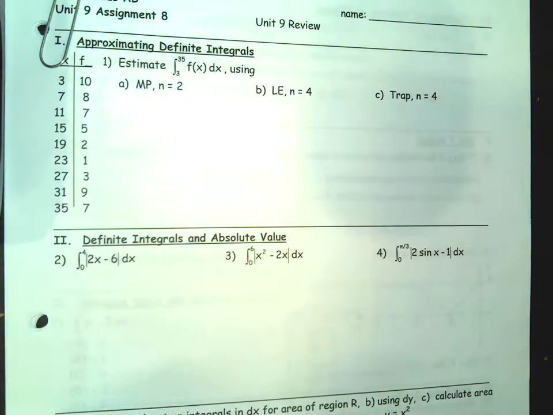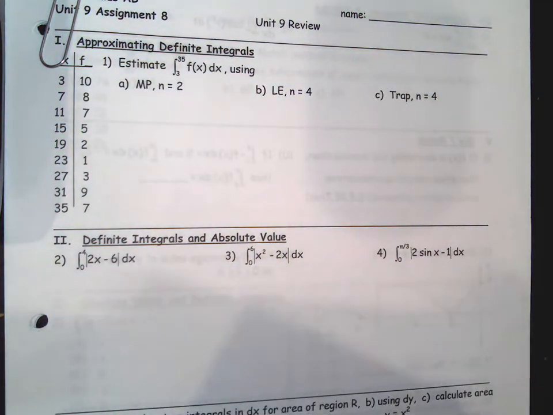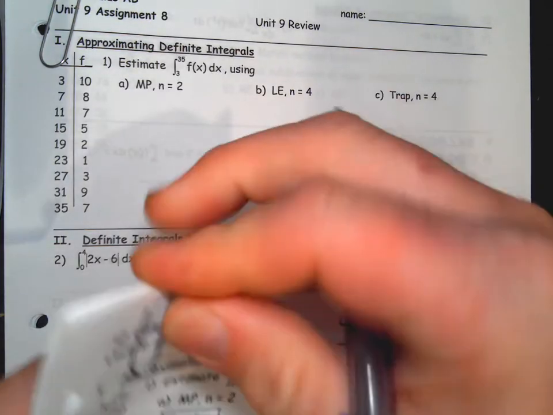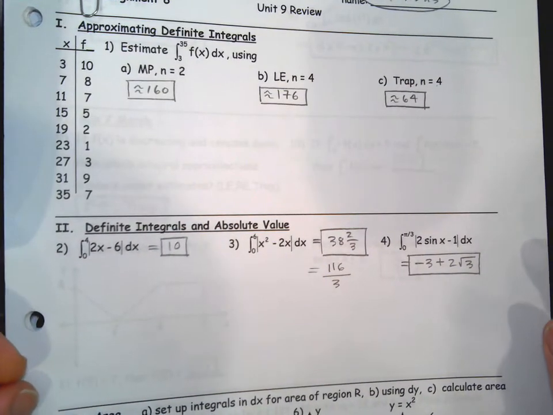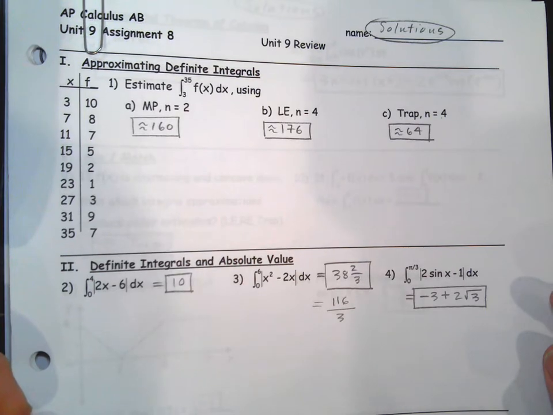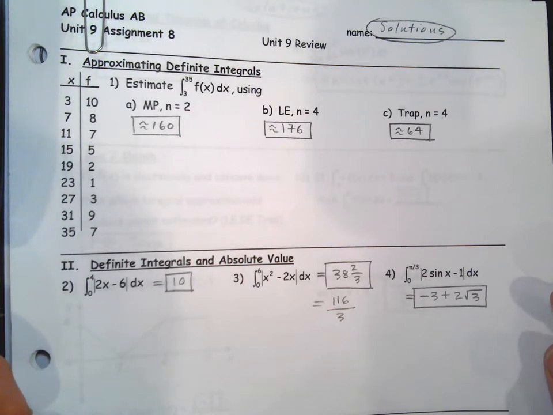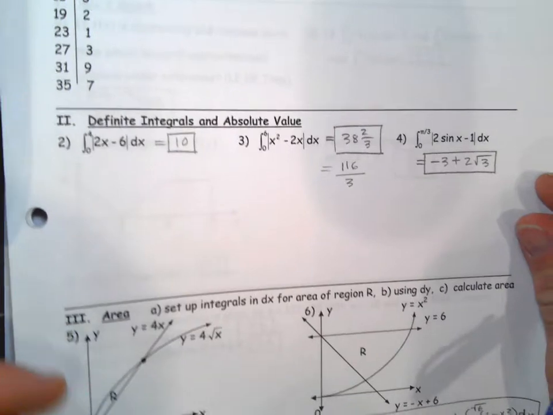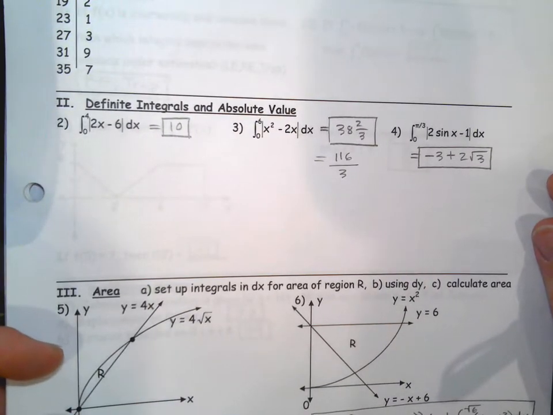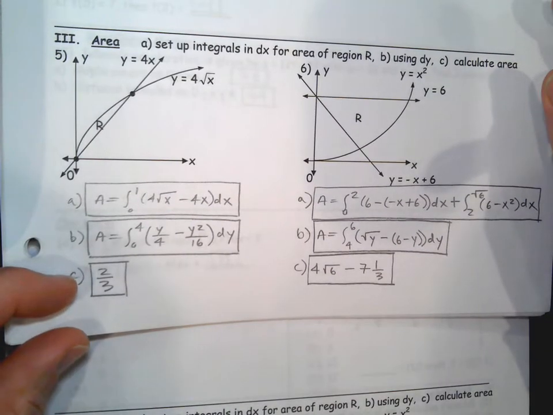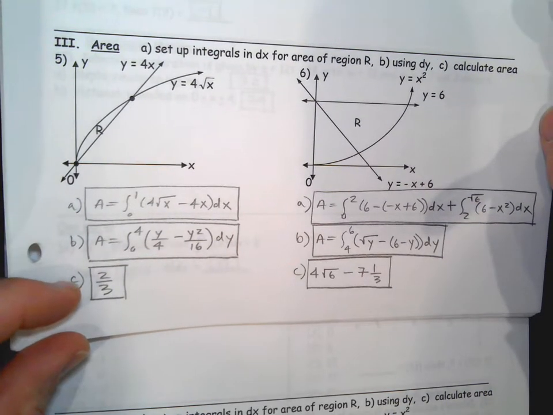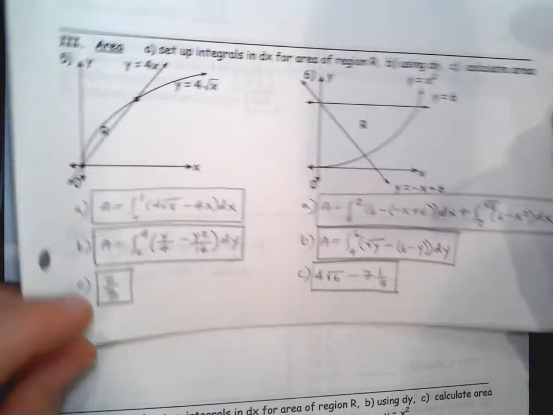And so now we can go ahead and do this review assignment. You should have checked your answers already. I'll show you the answers right here real quick. So here are the answers. This is assignment 8. It's a bunch of good review problems. We've got estimation techniques, integrals of absolute values, area between curves. So pause the video if you need to check these answers real quick.